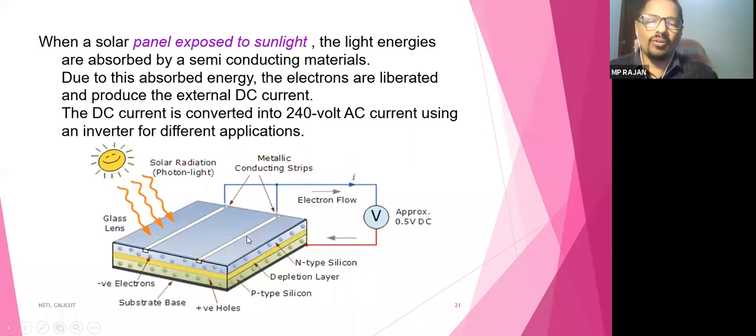Okay, so we all know a semiconductor is not a good conductor. So whatever electrons are present on the top, on the surface, cannot easily flow through it. इसलिए हम metallic conductors use करते हैं. So this metallic conductor is called metallic fingers. कभी-कभी metallic fingers बुलाता है.